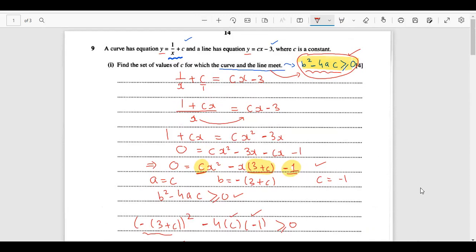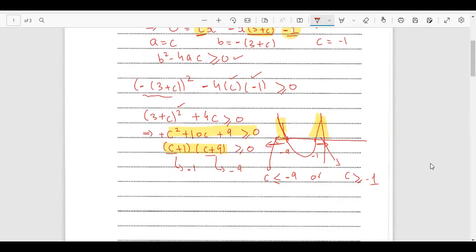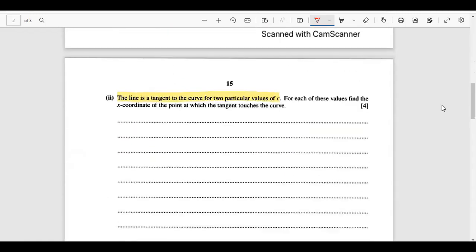So for the second part, the condition would be changed so that the discriminant would be equal to 0, but everything would be the same, like our A, B, C are going to be the same. So everything would be the same till this step, okay? Everything would be the same except this sign. This would be an equal to sign now. So you are not supposed to do the entire working. You can directly start off from here.